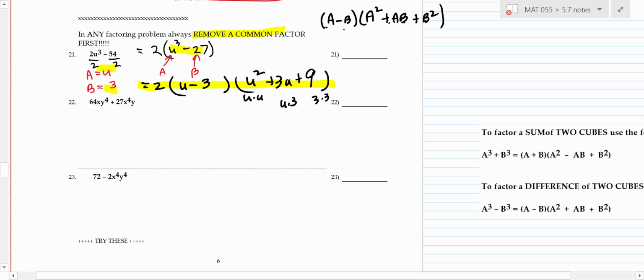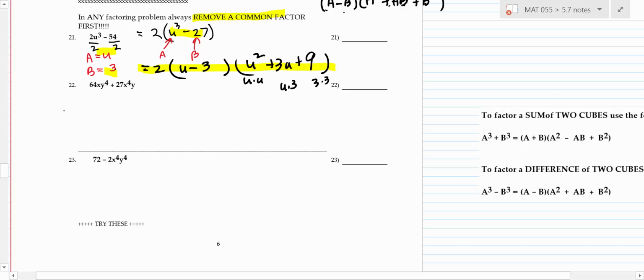Okay, let's look at the next one very carefully. First of all, if you have 64 and 27, you're going to find that the only number that goes into 64 and 27 is a 1. So you don't have a common factor there. But do you have an x in both positions? Yeah, so what comes out? X or x to the fourth? X. How about a y? Do you have a y in both positions? Yes. So which one comes out?